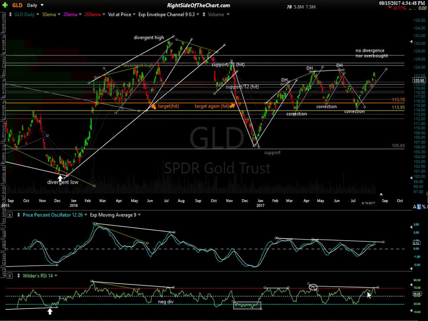I talk about this a lot. If we are in a new bull market for gold, if the bear market ended back in late 2016, and this is the early stage of a new bull market, which I can make the case for, then your expectation would be that overbought becomes more overbought or stays overbought for an extended period of time.